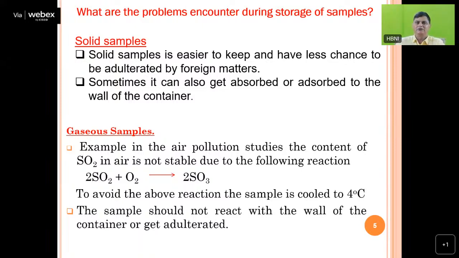For example, if you are taking a sample of sulfur dioxide and you don't maintain the temperature, it will get oxidized through a reaction, and then you will not get any measurement of sulfur dioxide. So to avoid that reaction in the case of sulfur dioxide, it has to be kept cool, at a temperature of 4 degrees centigrade. And then the sample should not react with the walls of the container, because in this case also it gets adulterated.